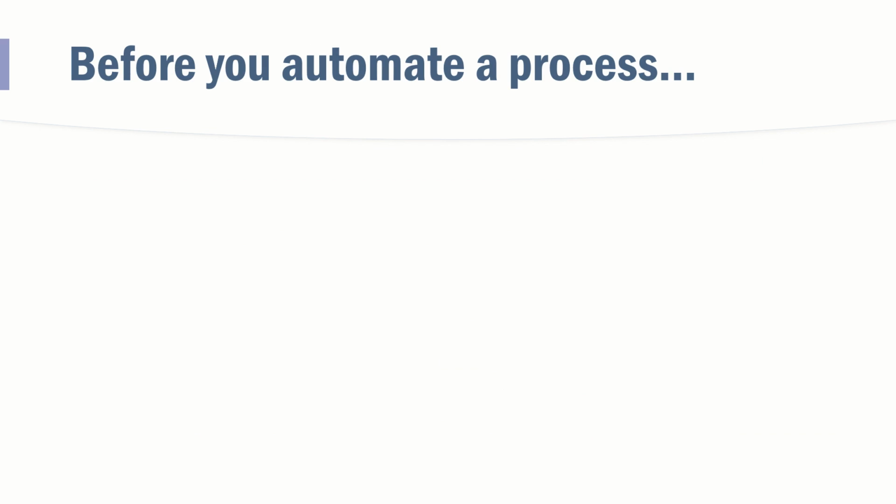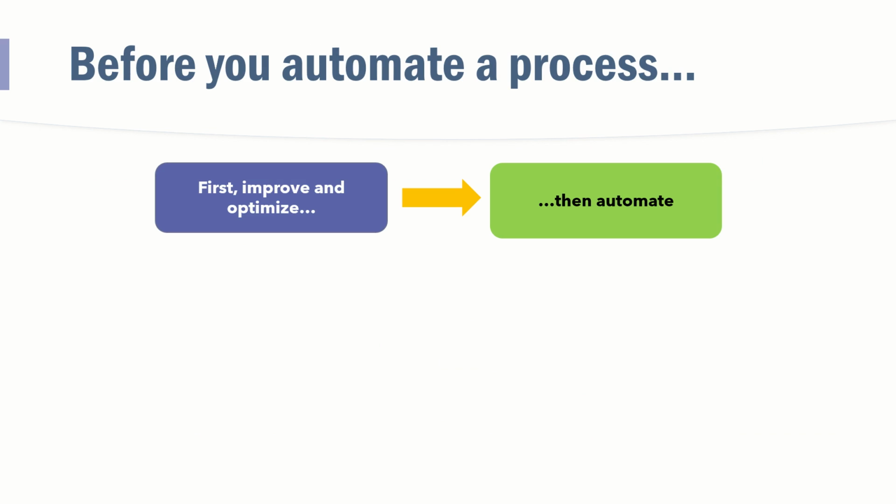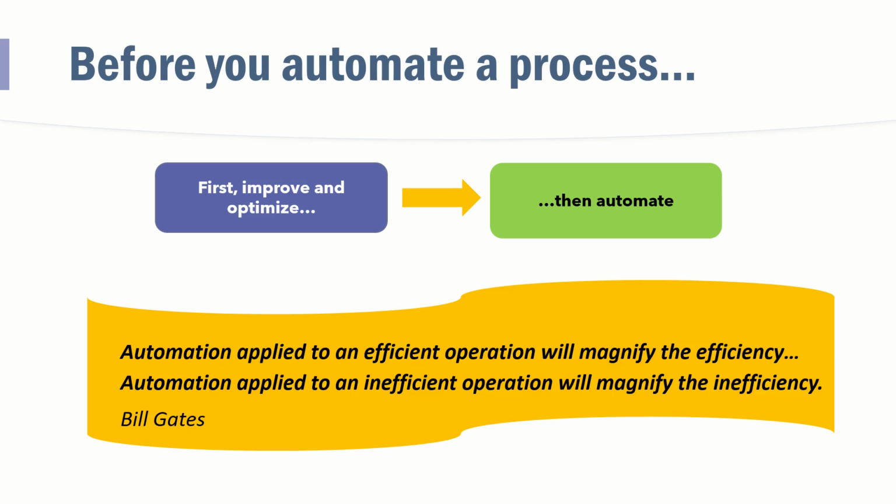So the thought I want to leave you with today is, before you automate the process, remember, first you need to improve it and optimize it, and only then automate it. And if it helps you, remember this quote from Bill Gates. Automation applied to an efficient operation will magnify the efficiency. Automation applied to an inefficient operation will magnify the inefficiency.